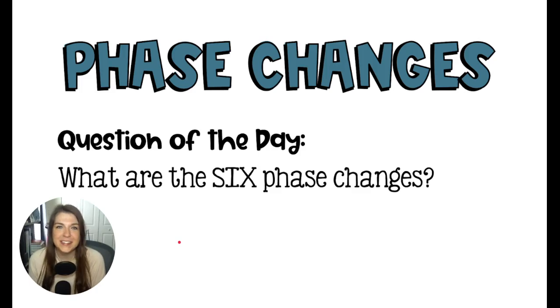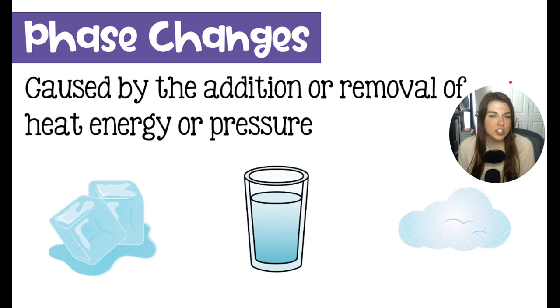Hello, welcome to this lesson on phase changes. What are the 6 phase changes? Phase changes can be caused by either the addition or the removal of both heat or pressure. So here we have a solid, here's a liquid, and here is a gas.